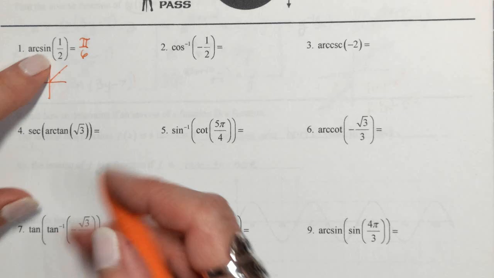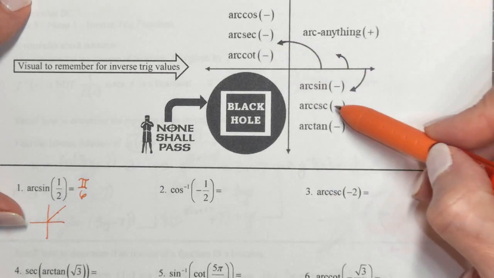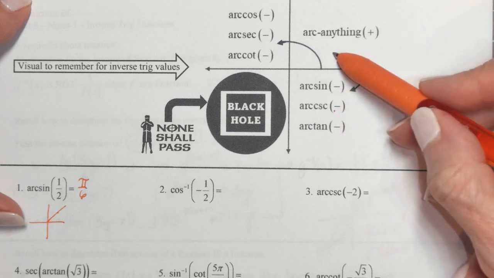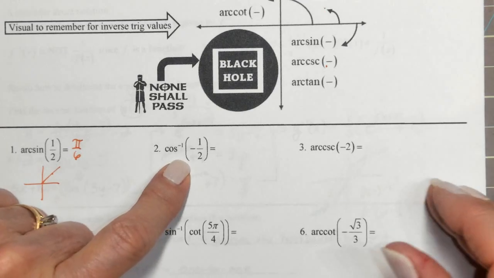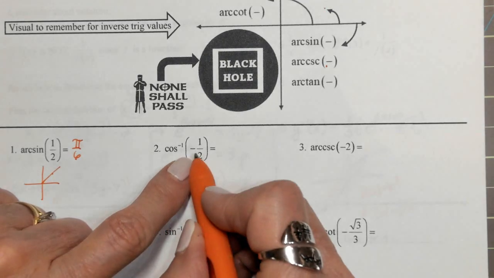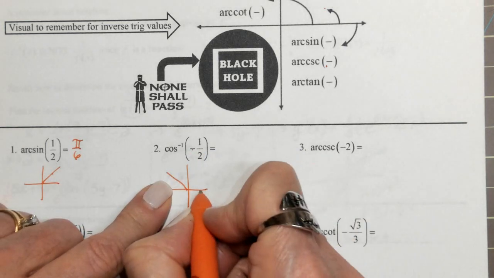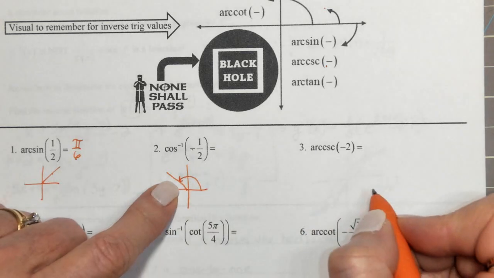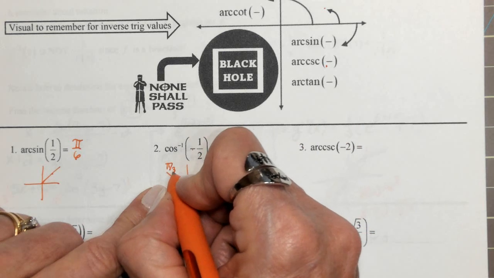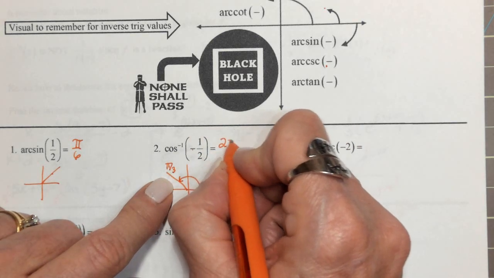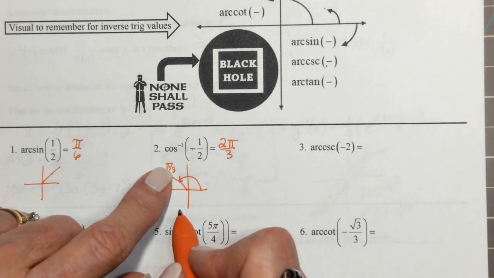But remember, arc sine is never in quadrant 2. Arc sine is only in quadrant 4 or 1. Okay? What about arc cosine of negative 1/2? Well, arc cosine, if it's negative, lands in quadrant 2. So what angle makes cosine 1/2 in quadrant 2? That is the pi over 3 angle in quadrant 2, and so that is pi over 3. Pi over 3 is the reference angle there in quadrant 2.